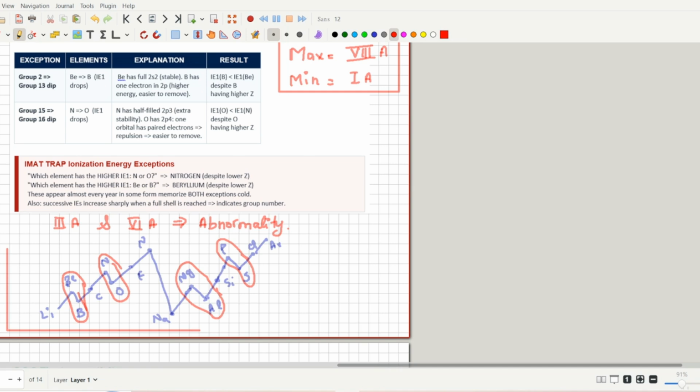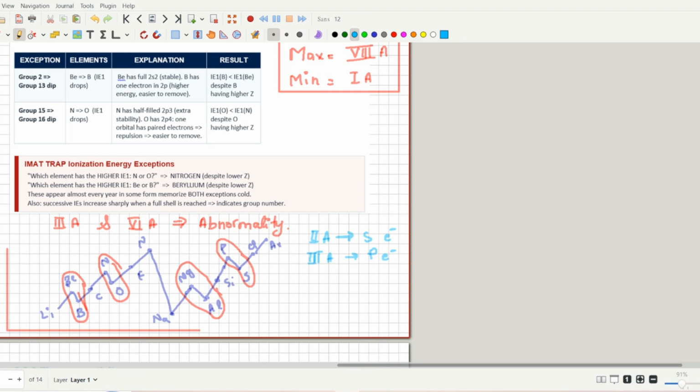So what is happening here? What is the abnormality? Why is it happening? The first reason is about 2A elements. 2A elements have electrons in the s subshell, while 3A elements have electrons in the p orbital. So it has s electrons and it has p electrons. So why is that a bit weird? The weird thing is that beryllium, for example, take beryllium.